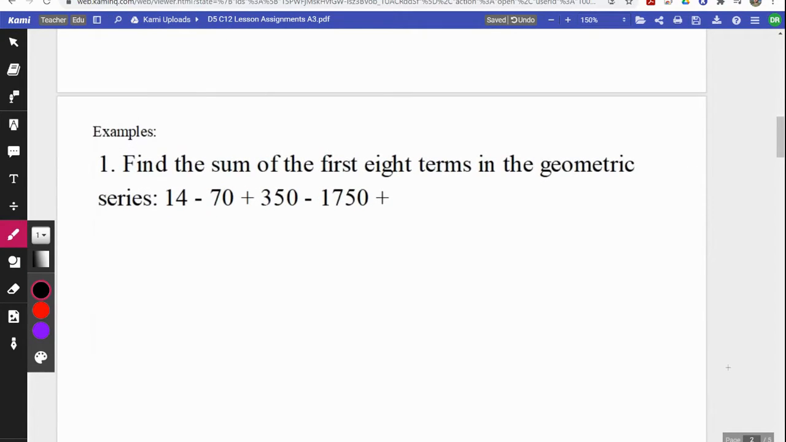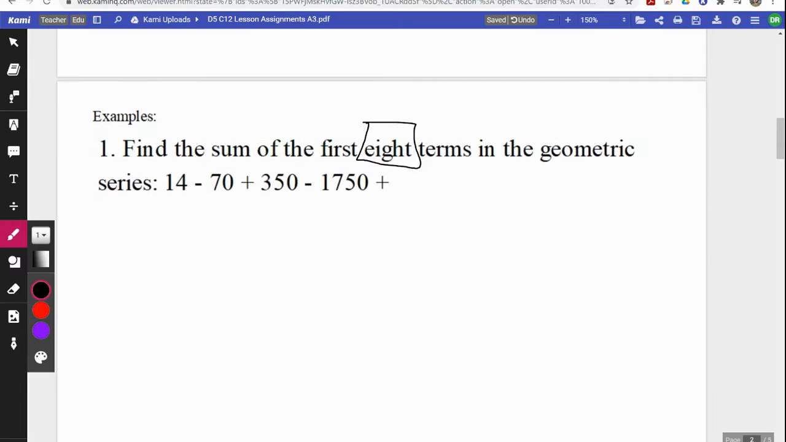Find the sum of the first 8 terms in a geometric series. You should maybe say the sum of the first 8 terms in a geometric sequence, because it's kind of already stating that if we're finding the sum, it is a series. But regardless, that means that we were finding S sub 8.